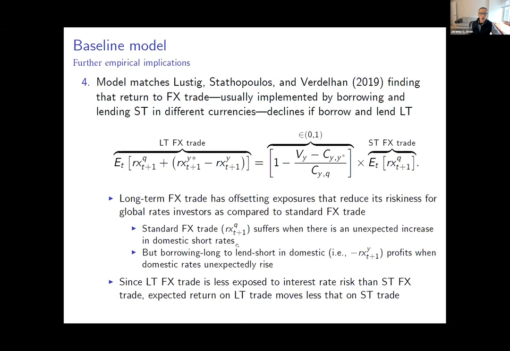Another little corollary that comes quickly is that Lustig and co-authors have found that if you do the currency carry trade with long-term bonds rather than short-term, you don't earn as much. It's not as profitable. That follows immediately here, because the long-term carry trade is to borrow long in dollars and invest long in euros. You can decompose that as the short-term carry trade plus a bond market trade.